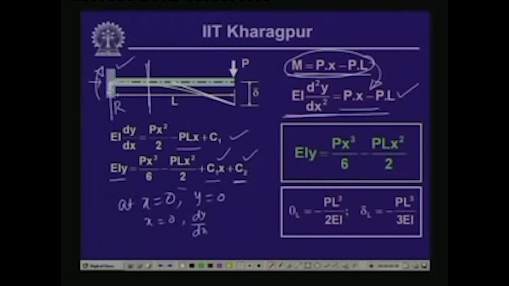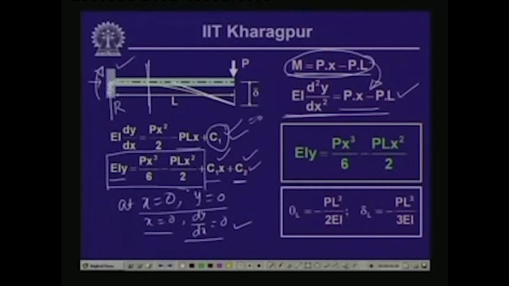If you substitute these two boundary conditions, at x equals 0, dy/dx equals 0 gives us C1 equals 0, and at x equals 0, y equals 0 gives C2 equals 0. So, this gives us the deflection curve, or the elastic curve, EIy equals Px cubed by 6 minus PLx squared by 2.